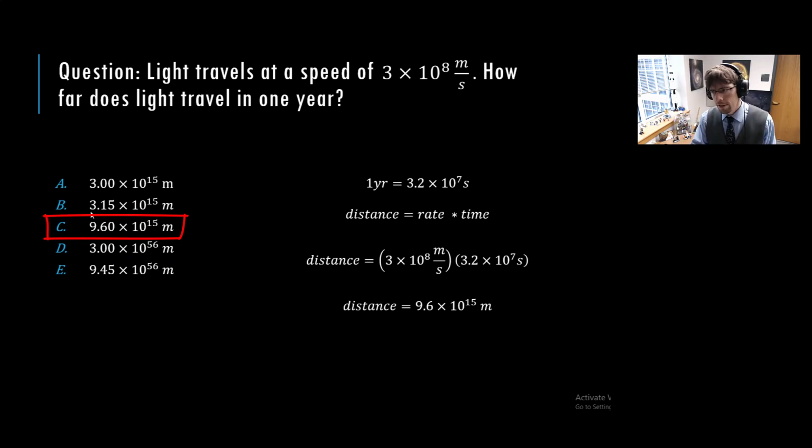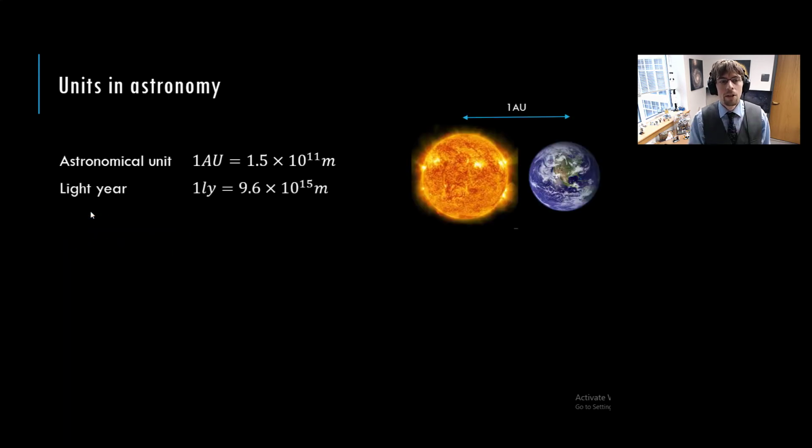This distance is given a very particular name as well. It is how far light travels in 1 year. So we call this a light year. Okay? So be careful, be careful, be careful. A light year is not a unit of time. A light year is a unit of distance.